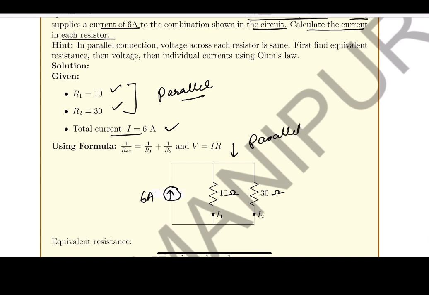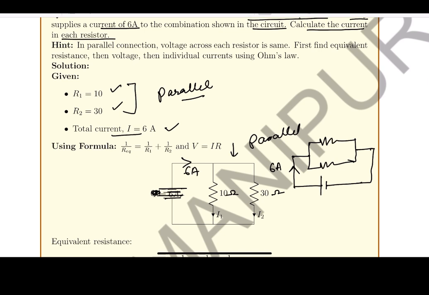Sir, parallel can be like this also, right? Yes, you can draw it like this also. Sir, these two are parallel. How much current are you giving? You are giving a current of 6 ampere. Through what? You can put a battery also. Sir, without a battery, how will current go? Yes, you can put a battery like this and give current. You can go on like this also. Fine. You can put a battery and say, I don't know the voltage, but the current is 6 ampere. So 6 ampere current goes to 10 ohm and 30 ohm.